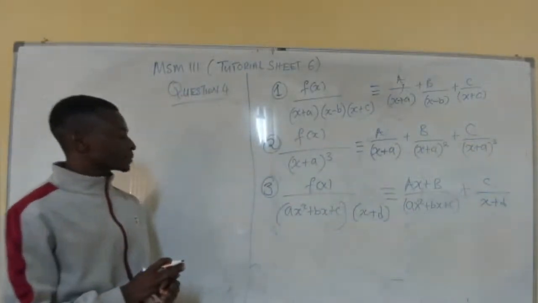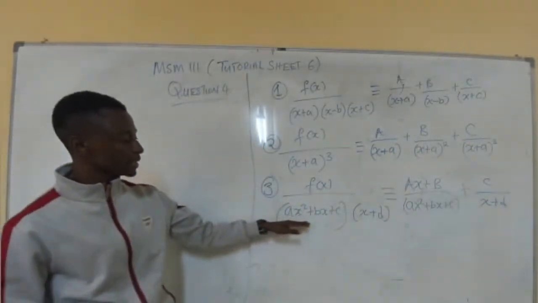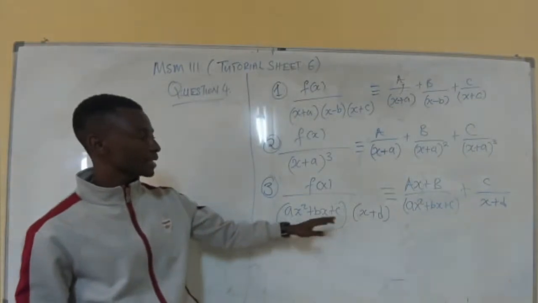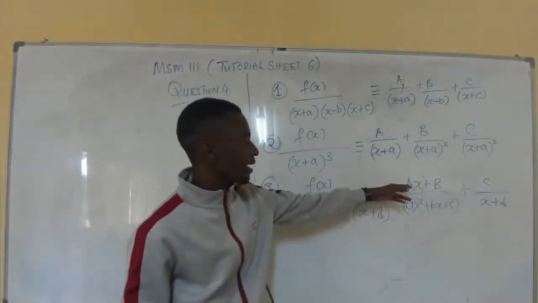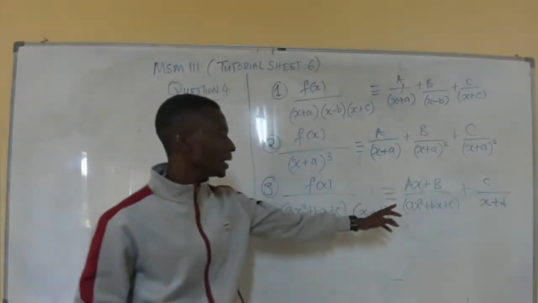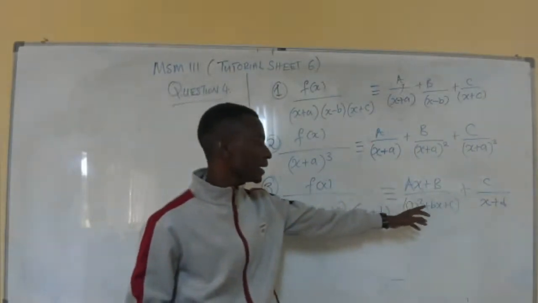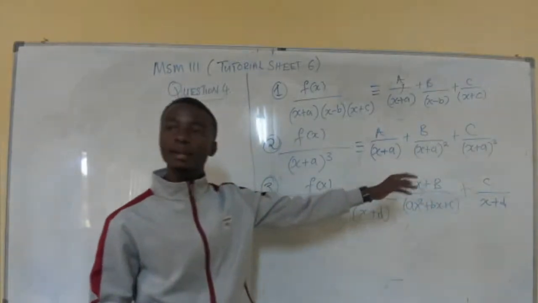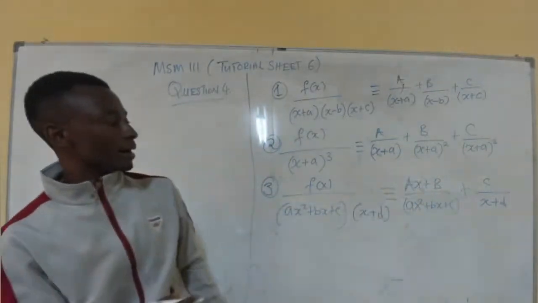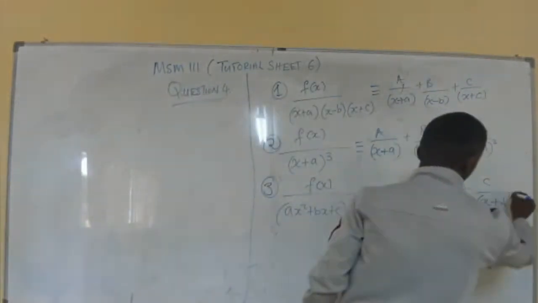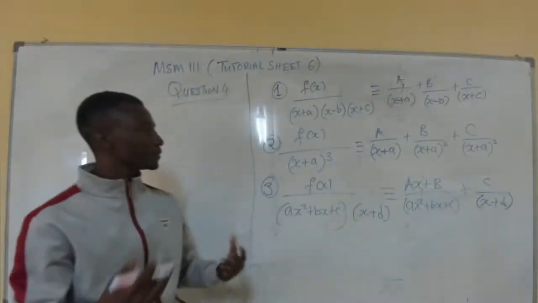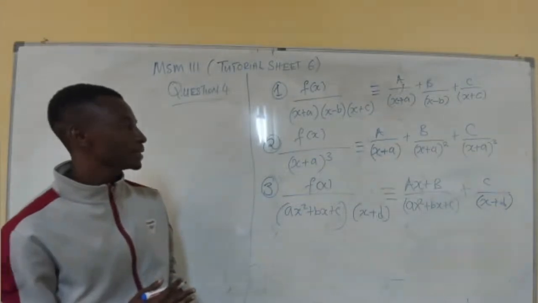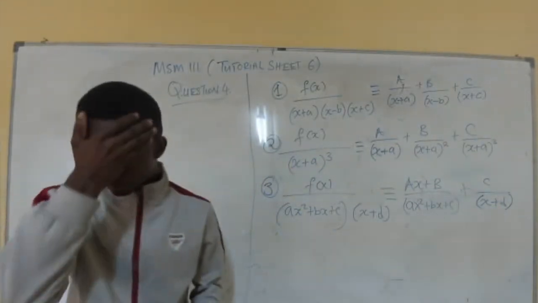if you have an expression with the denominator containing quadratic factors, in partial form it can be written as that: ax plus b over ax squared plus bx plus c plus C over x plus D. So now, since we have the information that we can use to achieve something, let's start solving now.